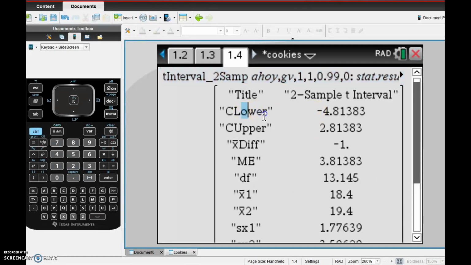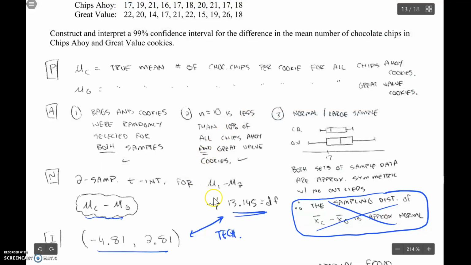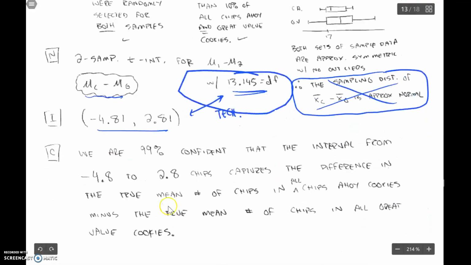And there's our confidence interval. There's our lower bound. There's our upper bound. And here's our degrees of freedom. So we have to copy that down, 13.145. Get that on your paper, and then put down your interval, negative 4.81 to 2.81.